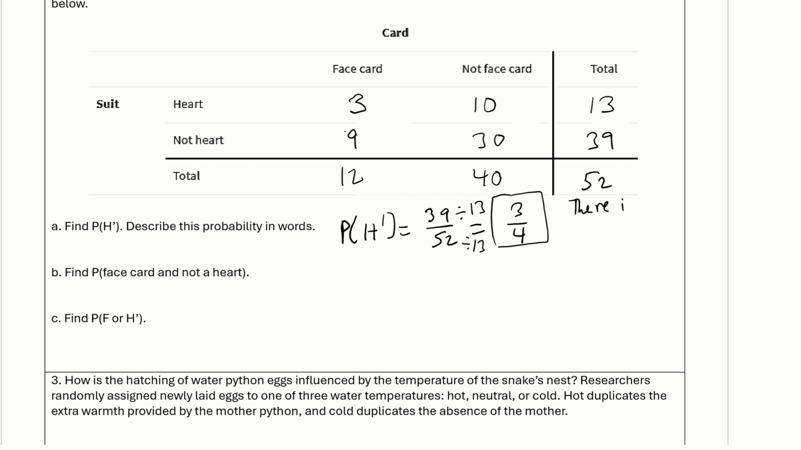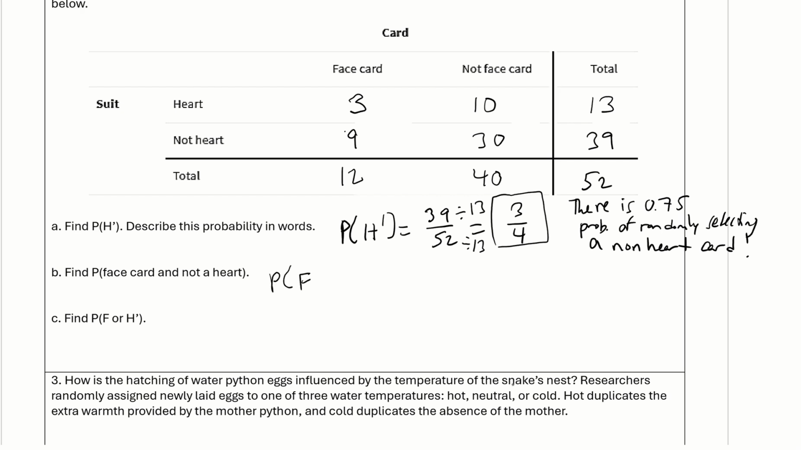So 3/4 is 0.75. So there is 0.75 probability of randomly selecting a non-heart card. All right, so find the probability of a face card and not a heart.